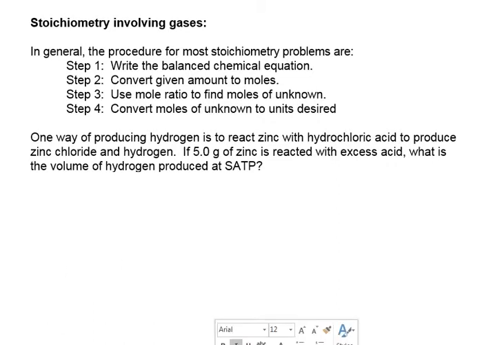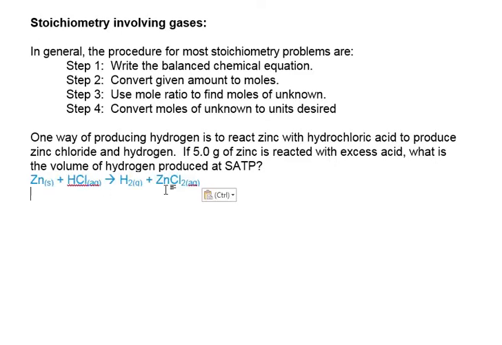So our reactants and products: zinc plus HCl for hydrochloric acid. Don't forget that hydrogen is H2. Zinc chloride, balance the charges to get that. Now that's not a balanced equation, so we need to balance it. We've got twice as much hydrogen and twice as much chloride on the product side as on the reactant side, so we need a 2 here to balance our equation. So there's our step 1. We've got our balanced equation.